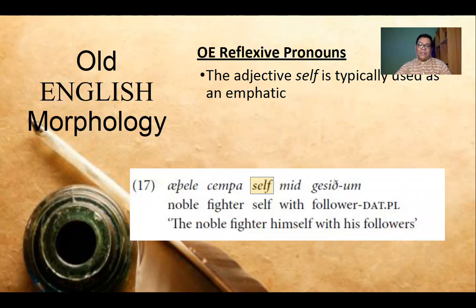The adjective self is typically used as an emphasis. Okay, for example, this one: the noble fighter himself with his followers. So the adjective self here was used not primarily as a pronoun in the sentence, but rather as an adjective which functions as a reflexive pronoun. So, the noble fighter himself with his followers.